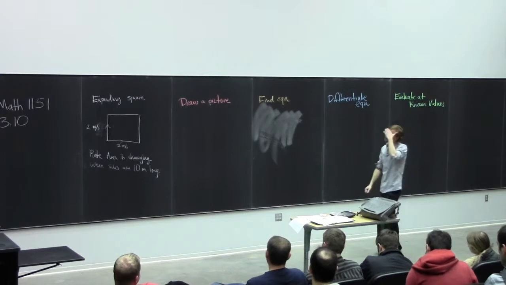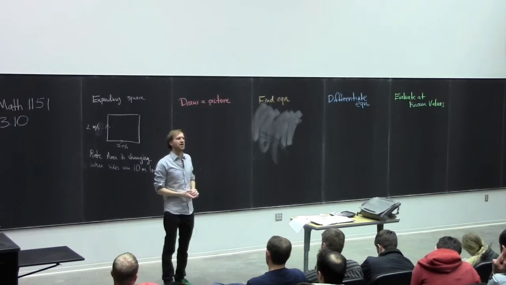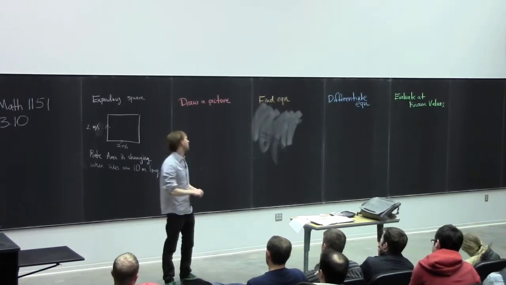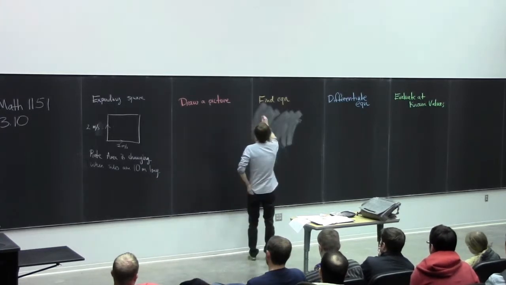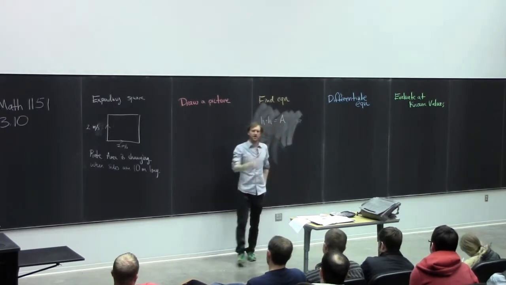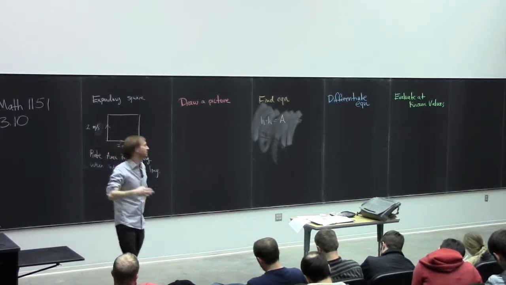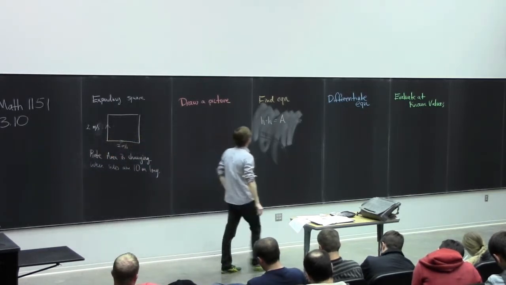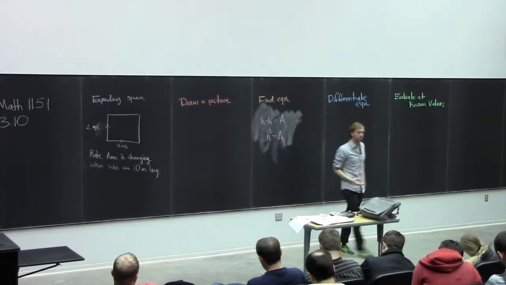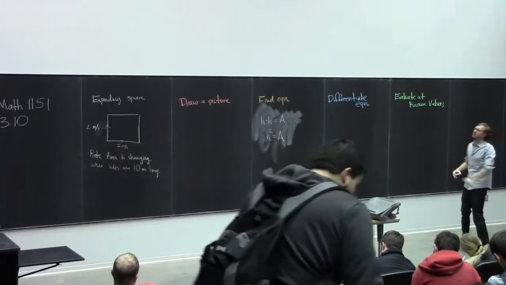Okay, so now we have to find an equation. What's the area of a square? Base times height, and the base is the same as the height. So height times height equals area. H squared equals area. So now we're going to differentiate the equation.